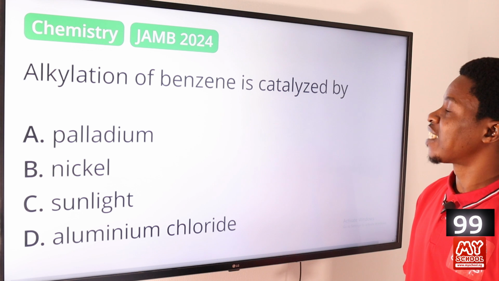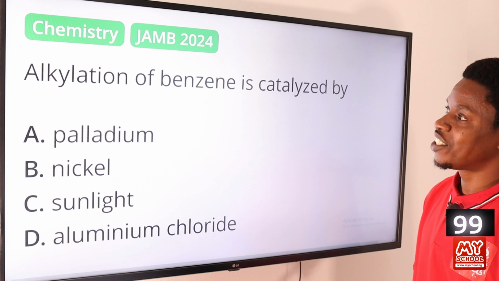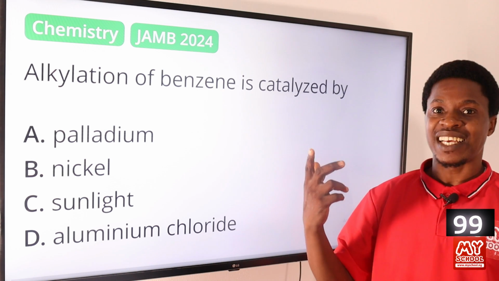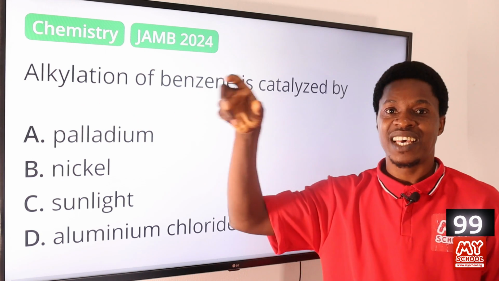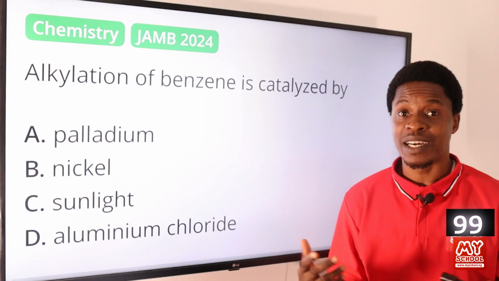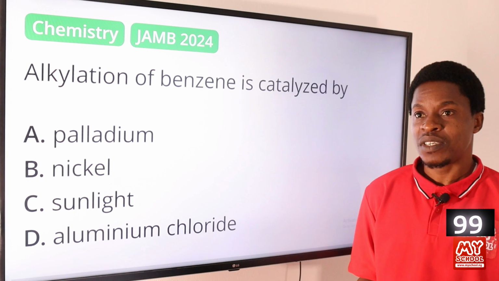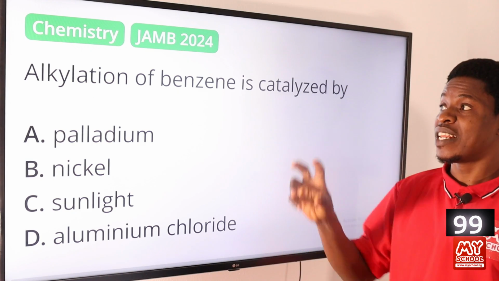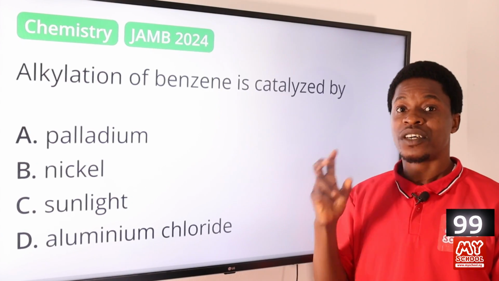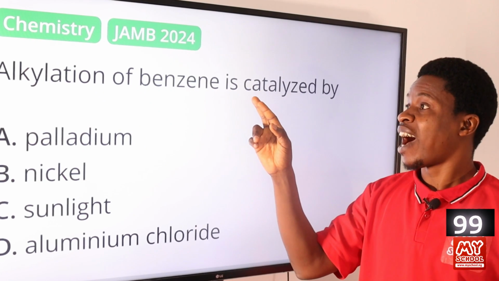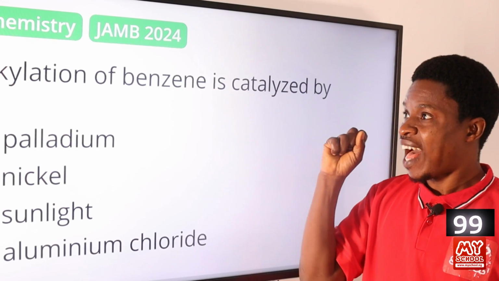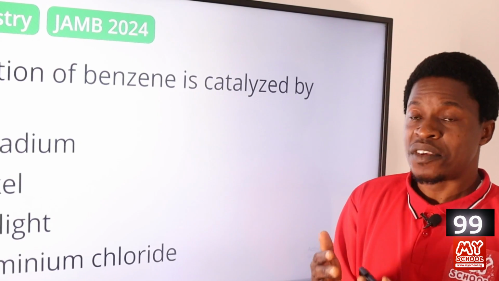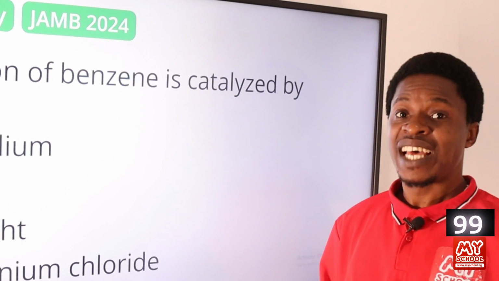Alkylation of benzene is catalyzed by what? Alkylation of benzene is a reaction that has to do with the addition of an alkyl group, which could be represented with R, maybe CH3, C2H5, C3H7, and so on. When any of the alkyl groups is added to benzene, we have what we call an alkyl benzene. It could be methyl benzene, or ethyl benzene, as the case may be.